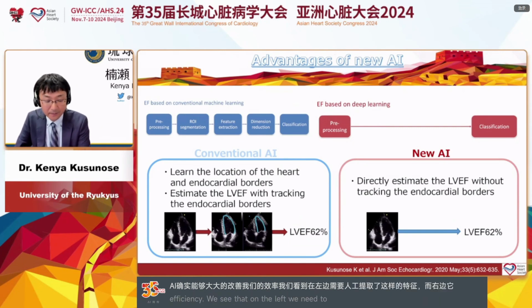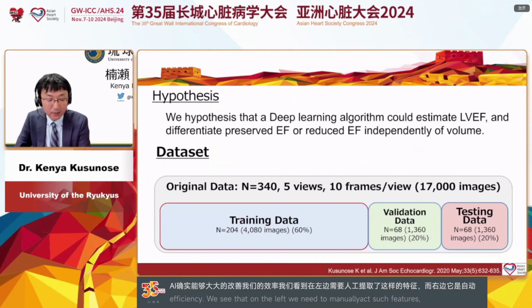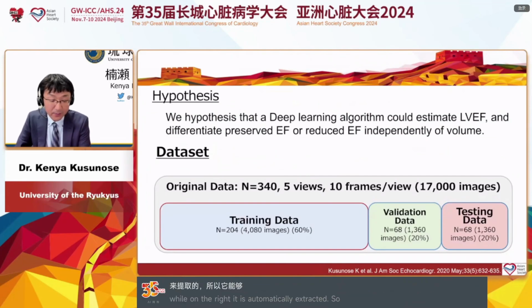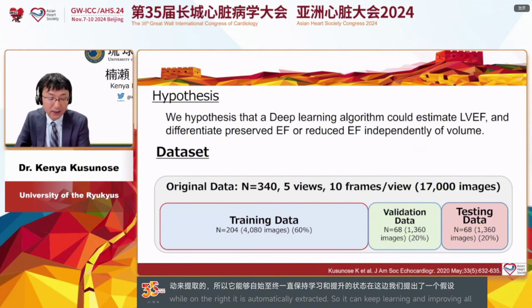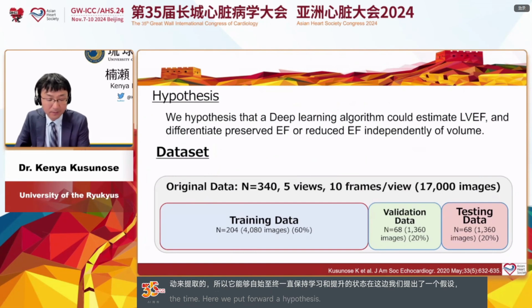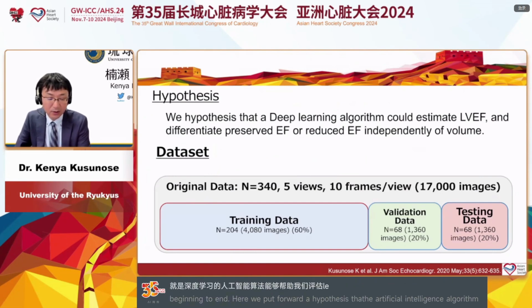In this study, we trained a deep learning algorithm that could estimate LVEF and differentiate preserved EF or reduced EF independently of volume. In order to develop and train the model to estimate LVEF independently of volume, we used a dataset of 340 echocardiographic studies. The total number of images is 17,000.